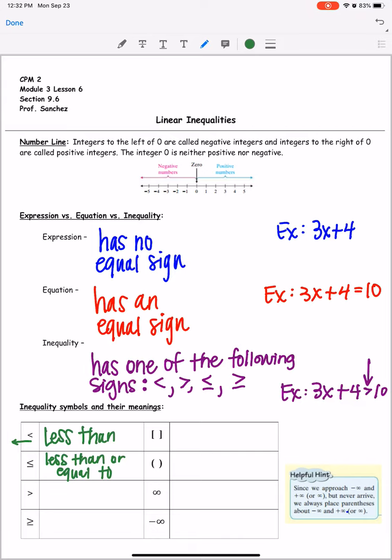Then these symbols here, use this as an arrow. It's pointing to the right. It's pointing to all of these positive numbers. So this is your greater than. And likewise, when it has that bar under it, it is now greater than or equal to.